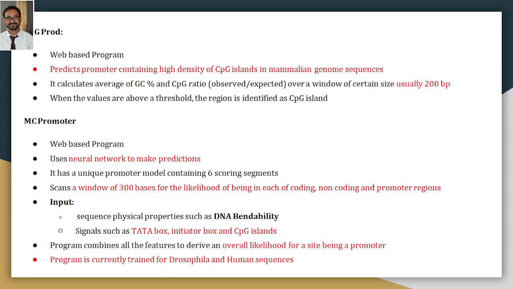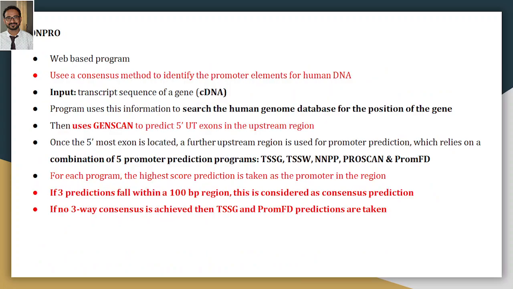Next, when you start, the program combines all the features to derive an overall likelihood of a particular site being a promoter. So that is how you can identify the promoter. Next, the program is currently trained for Drosophila and human sequences as a part of research. Next, finally, we are having compro. It is again a web-based program. It uses a consensus method to identify the promoter elements for human DNA. Like if you remember phylogenetic analysis, we had done the neighbor joining method and all those things.